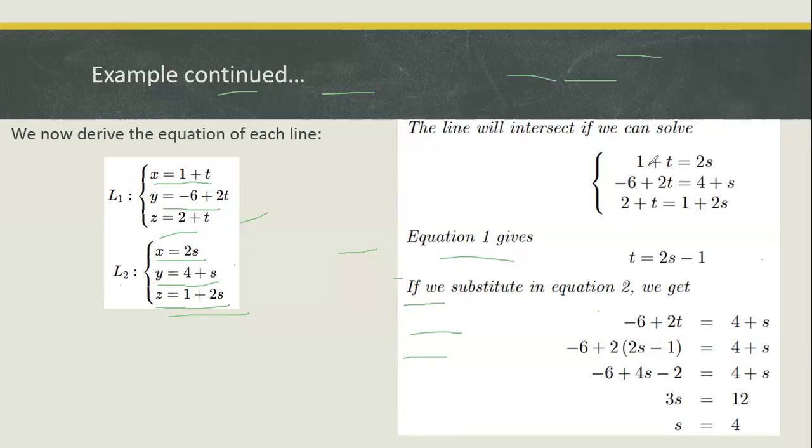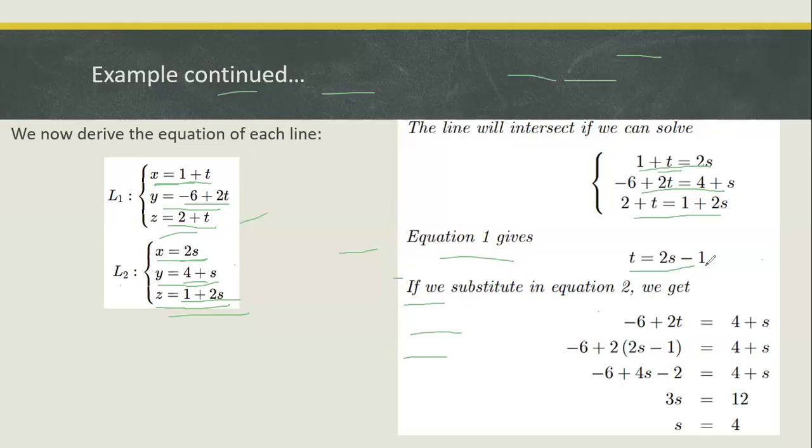The lines will intersect if we can solve these equations. Basically, you take what x is equal to for L1 and set it equal to what it is for L2. So 1 plus t is equal to 2s. For y, L1 was minus 6 plus 2t, and for L2 it was 4 plus s, which we have to solve as well. And for z, L1 was 2 plus t, which is equal to 1 plus 2s for L2, which is our third equation.